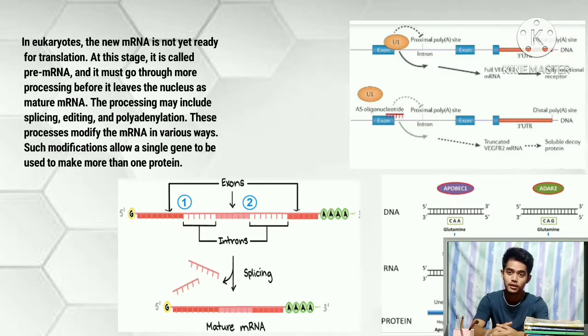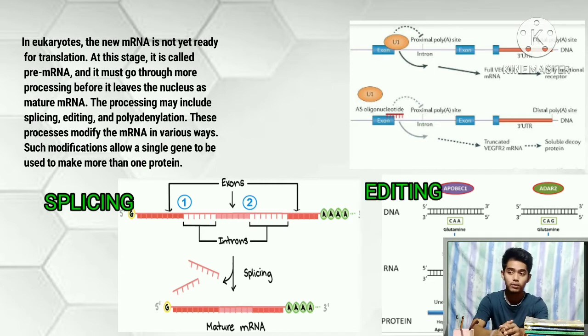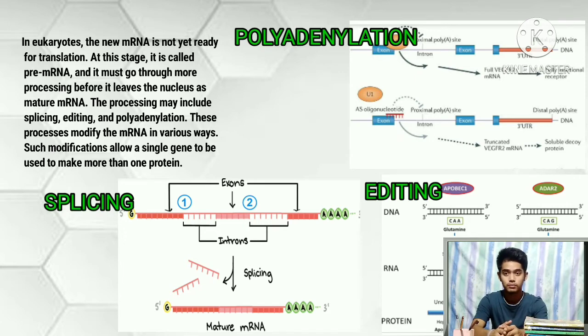In eukaryotes, the new mRNA is not ready yet for translation. At this stage, it is called pre-mRNA, and it must go through more processing before it leaves the nucleus as mature mRNA. The processing may include splicing, editing, and polyadenylation. These processes modify the mRNA in various ways. Such modifications allow a single gene to be used to make more than one protein.